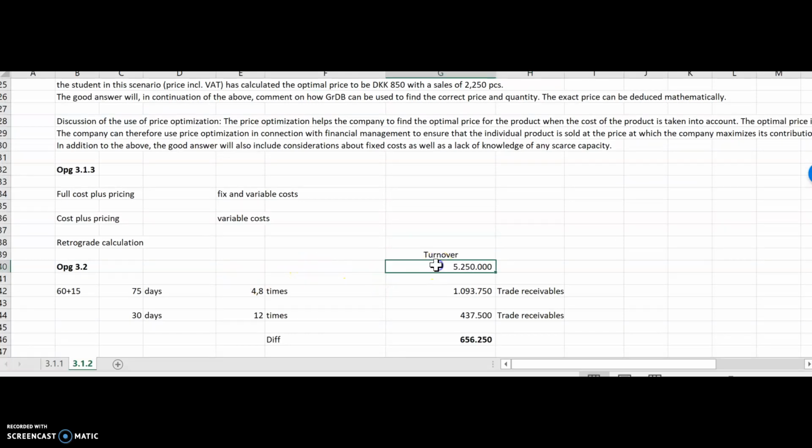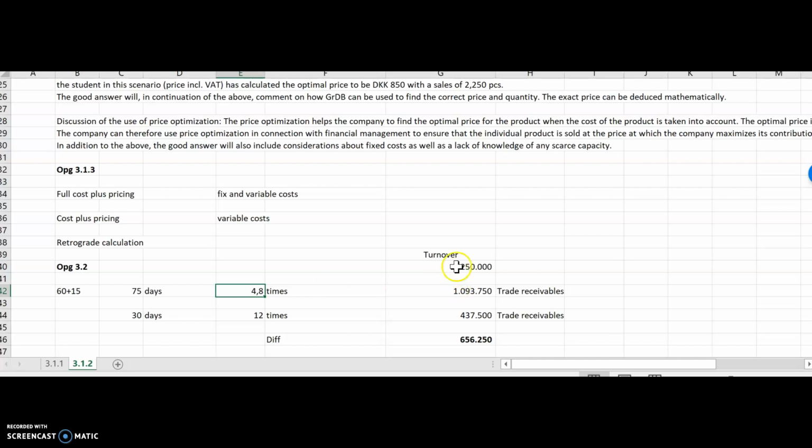You have a turnover, it's the assumption, 5.25. And then you have, for the moment, 2 months of credit plus current month. Current month, it is 15 days on average. So if you have 2 months plus current month, we call it 75 days, because that's the average. And if you divide 75 days into 360, you have a turnover rate of 4.8.